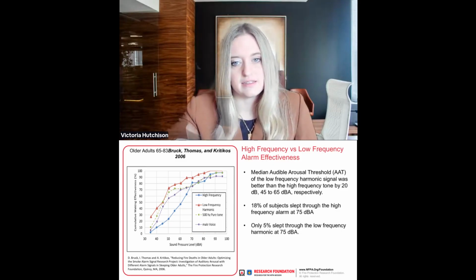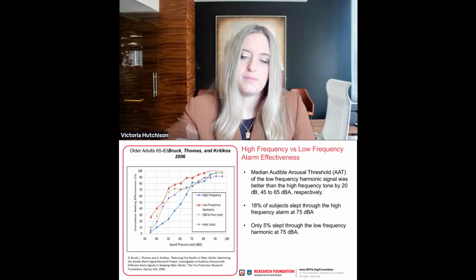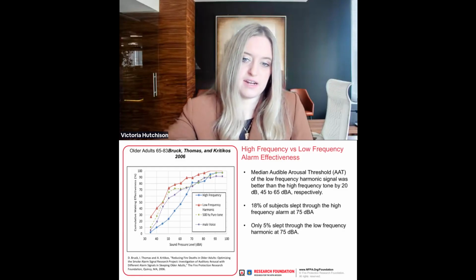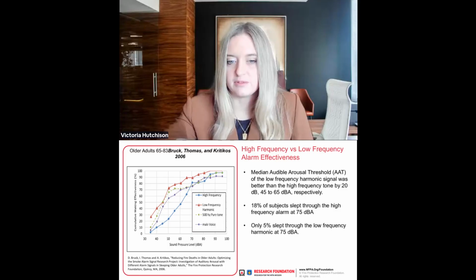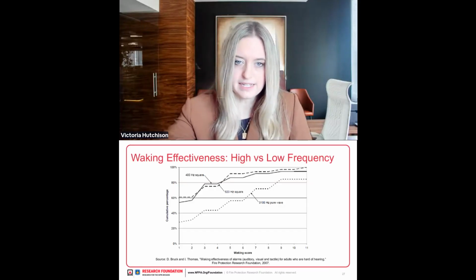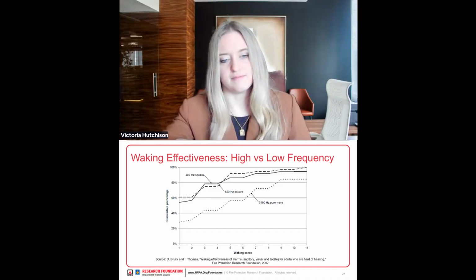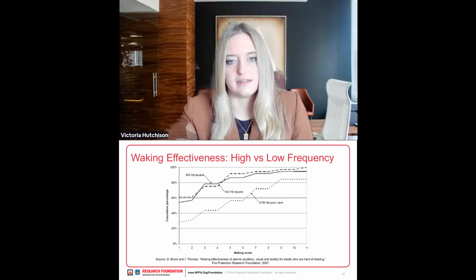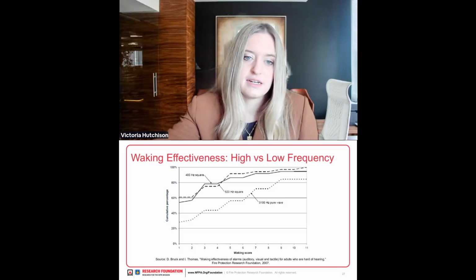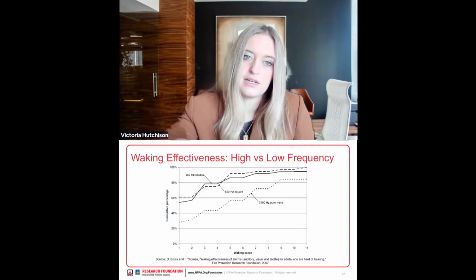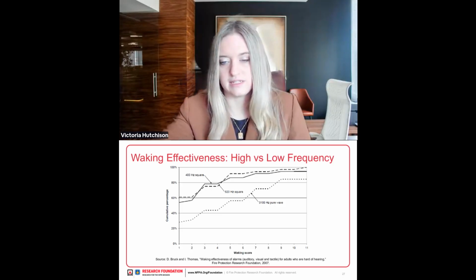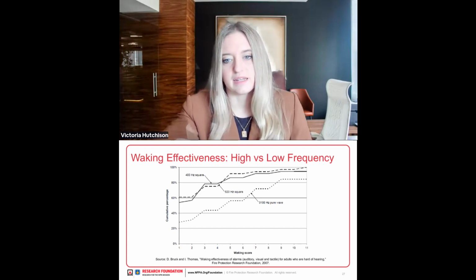About 18% of the subjects slept through the high frequency alarm at 75 dBA, compared to only about 5% sleeping through the low frequency harmonic. So no surprises there in terms of overall effectiveness. This is another graphic from another study by Brock and Thomas, showing the overall percentage of effectiveness of the high frequency tone in comparison to the low frequency. Pretty big differences there in terms of waking effectiveness.